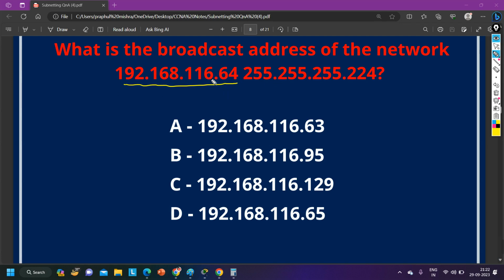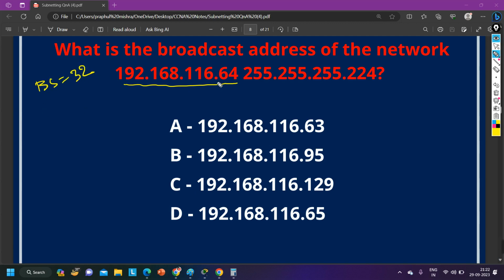For that, you have to find the next network. The next network will be dot 64 plus 64. Block size is 64, yes or no? So the next network will be 128, which means the broadcast ID of this network will be dot 127. Block size will be, sorry, 255 minus 224. Exactly, block size is 32.